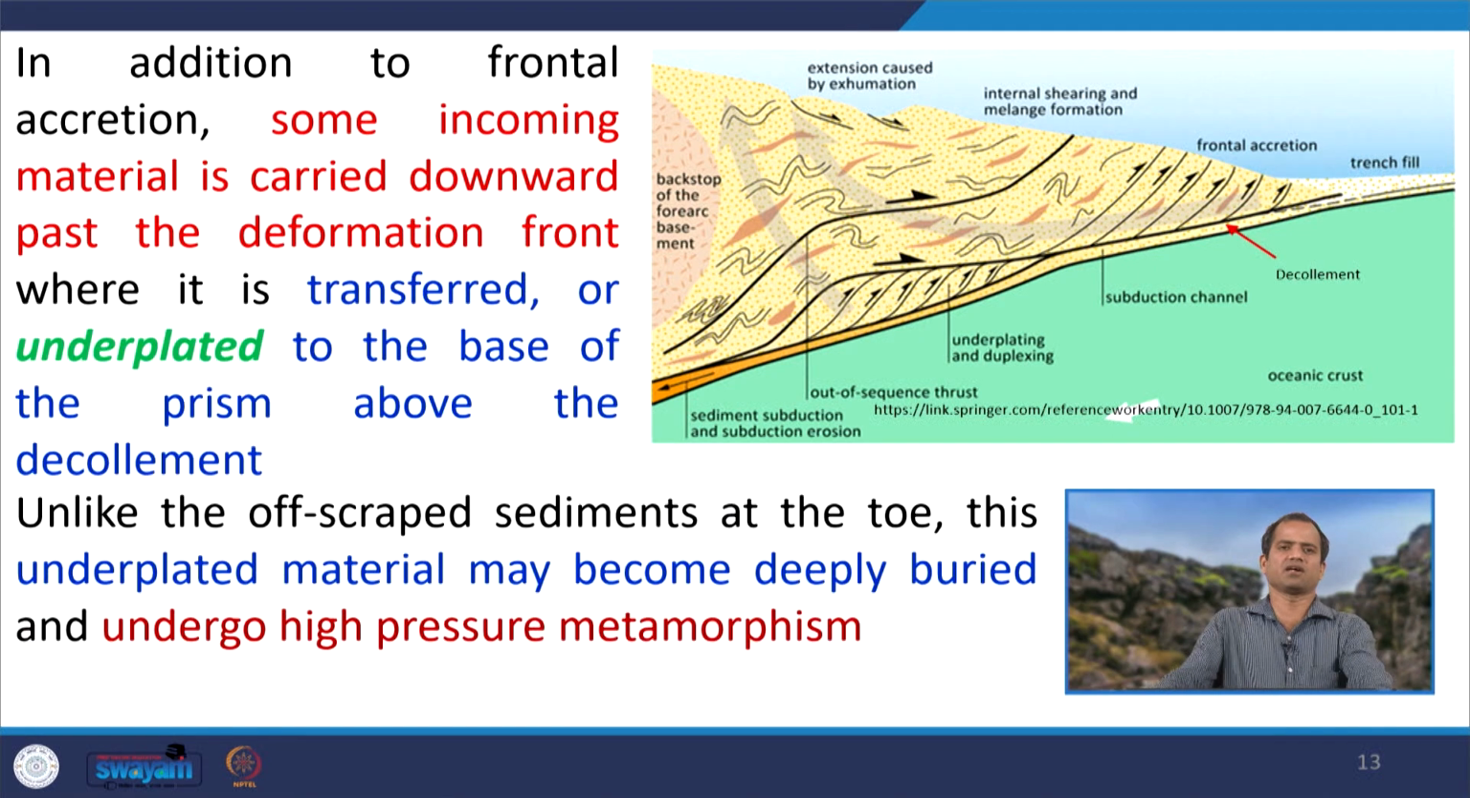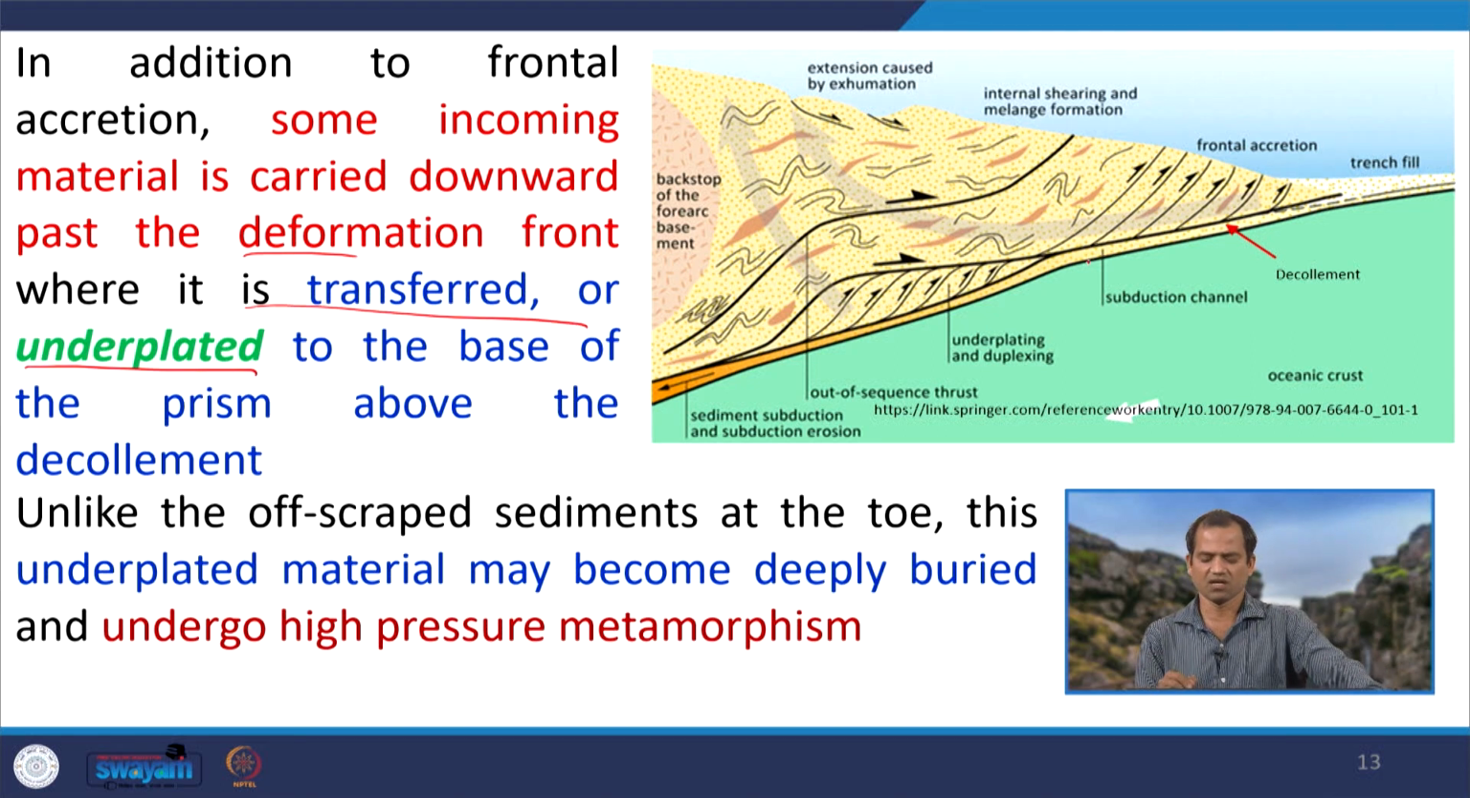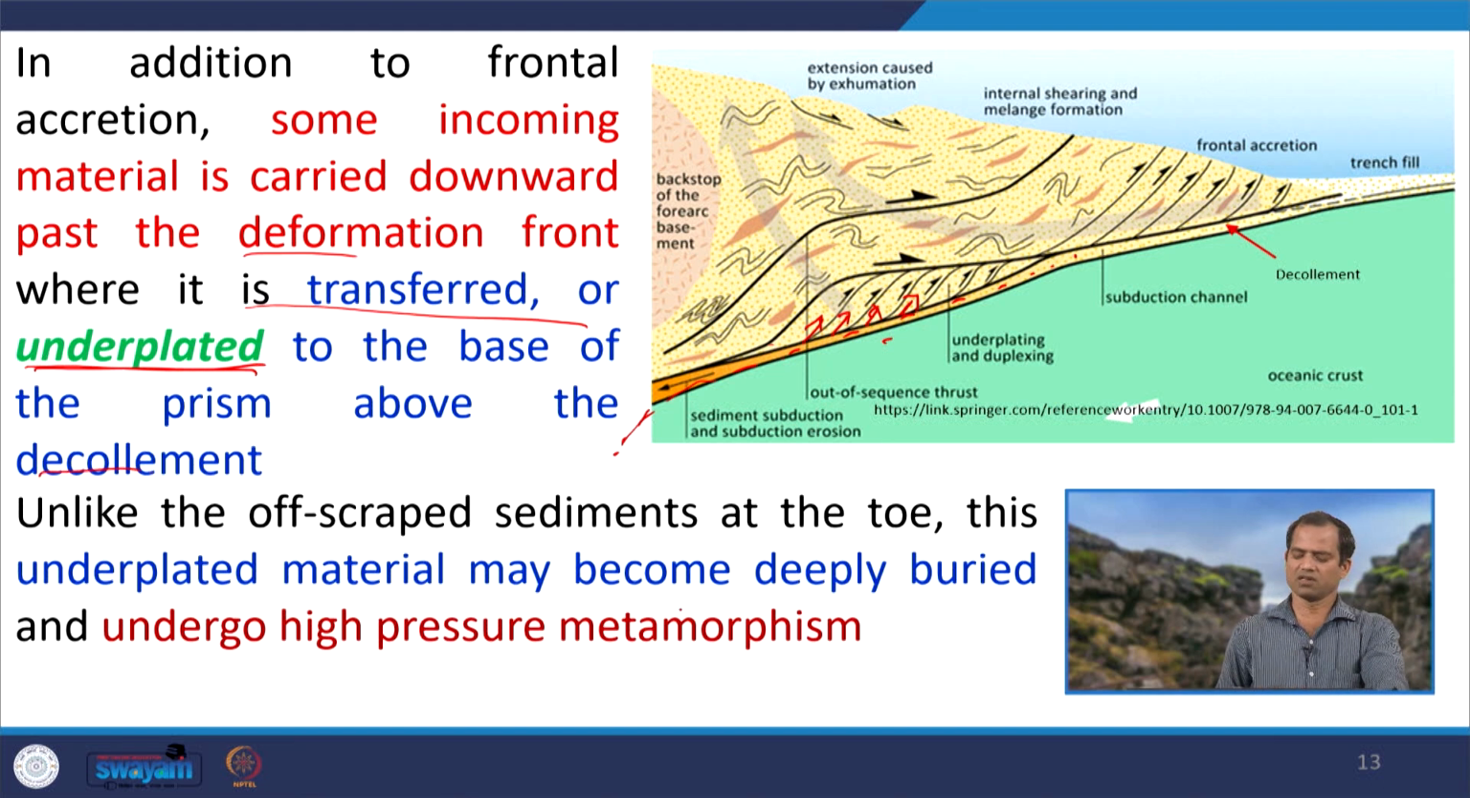In addition to the frontal accretion, some incoming material is carried down past the deformation front where it is transferred, or underplated, which we have already discussed. This channel is going down to the asthenosphere and some part is moving to the top, and this is underplated within the accretionary prism. And this underplating is at the base of the decollement. So, if you imagine this side, this material is moving, and suppose this is underplated here. A material which is moving from this level is underplated here. A material which is moving up to this level is underplated here.